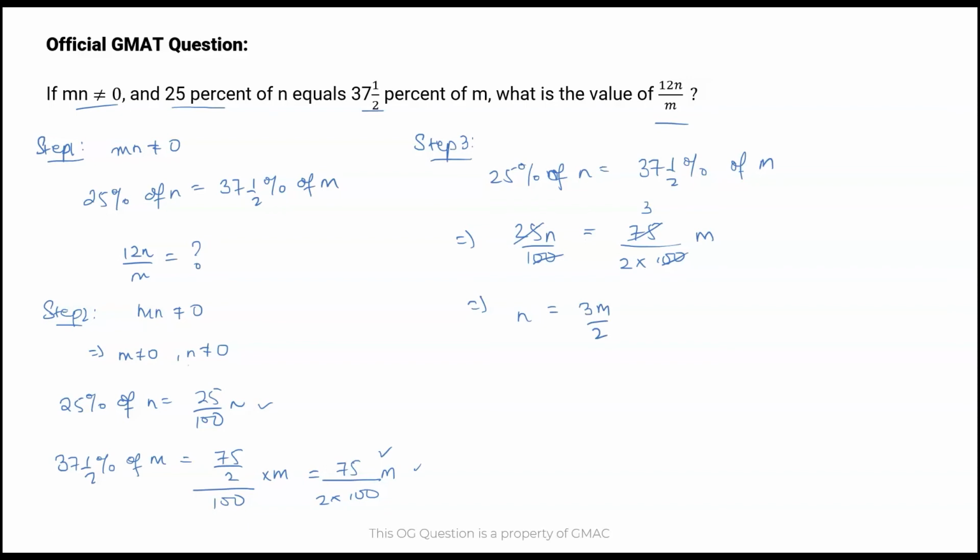Now we have to change the left hand side of the equation to 12n by m. To get this, we multiply both sides by 12 and the equation reduces to 12n is equal to 3m by 2 into 12. We also divide by m on both sides. So 12n by m is equal to 18. So the correct answer is 18, which is option A.